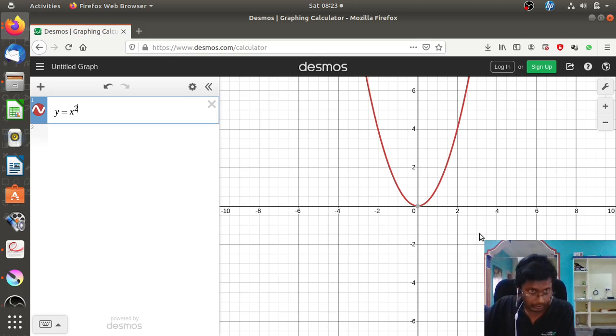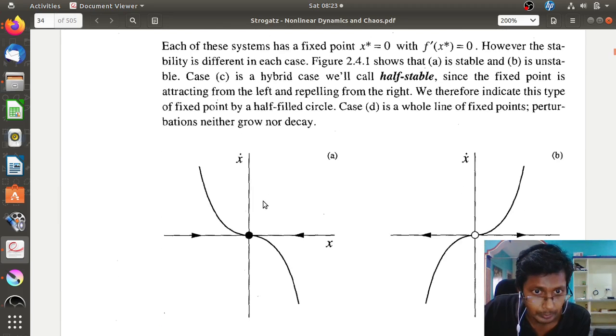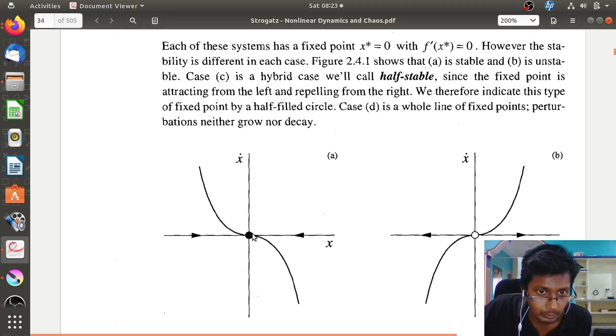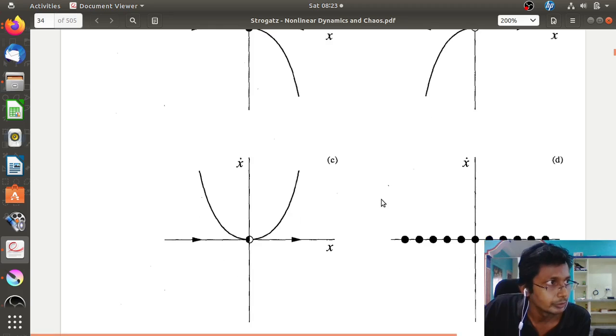We call this half stable, and to denote it, let's say this is minus x cube. In order to represent stable, we represent that fixed point in this manner, and if it's unstable, we represent the fixed point in this manner, right? And for half stable, we represent it in this manner.